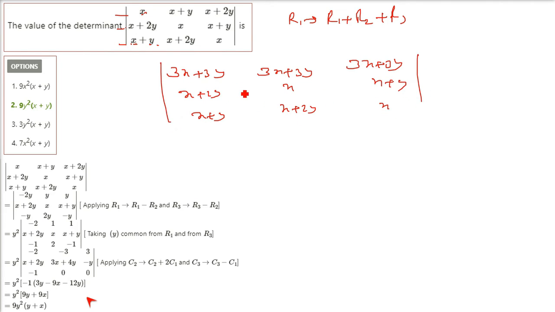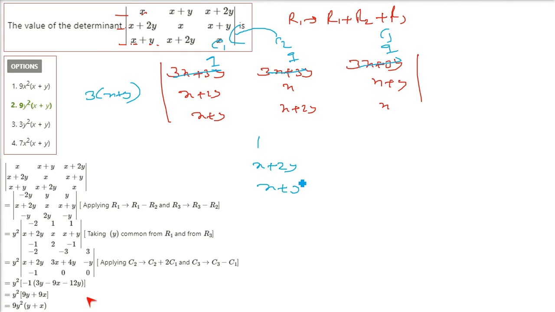Okay. Now you can take 3x plus 3y common. And as I told you, when we take common, definitely we are going to get 2 zeros. So I am taking 3x plus 3y, or 3 into x plus y, common. Now, simply column 2 minus column 1 and column 3 minus column 1. We don't do column 2 minus column 1 and then column 3 minus column 2. No. Column 2 minus column 1 and column 3 minus column 1.